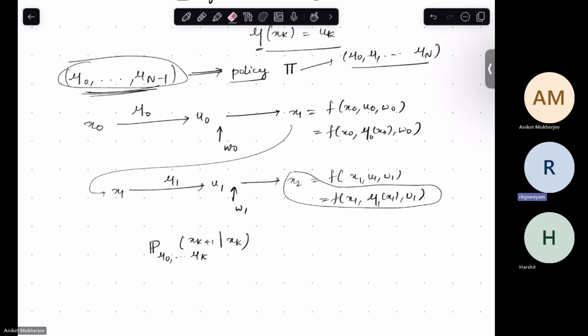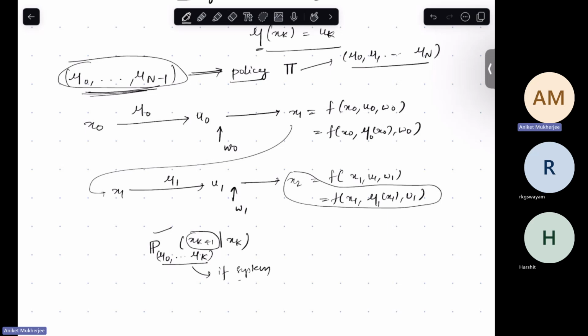I could not understand the meaning of this term here, the probability of mu naught to mu k. Is this a joint probability? No, no. This probability is a conditional probability on just the next state. The subscript, mu naught to mu k, just defines that this probability distribution is if you apply this sequence of policies to your system.